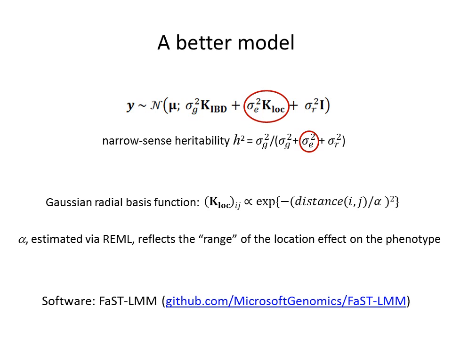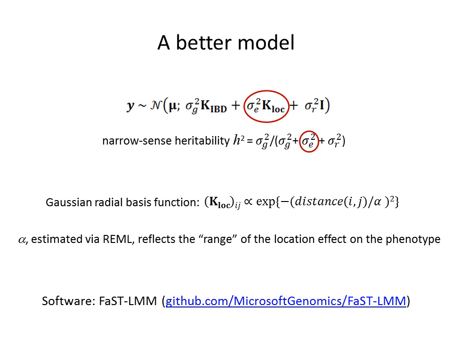The form that we use for the spatial similarity matrix is known as a Gaussian radial basis function. It's used in many applications of spatial modeling. There's a parameter in the function called alpha, which scales the distance. We estimate alpha with REML simultaneously with the other parameters, and it basically reflects the range of the location effect. Small values of alpha have a short range effect, and large values of alpha have a long range effect on the phenotype.